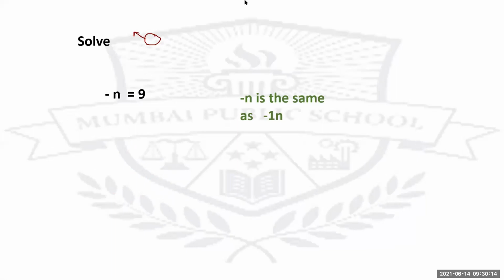Now solve: minus n equals 9. Yes, Ankita beta, you have raised your hand. You want to try this out, Ankita? Hello, sir. Good morning. Yes, good morning, Ankita beta. Yes, minus n equals 9.